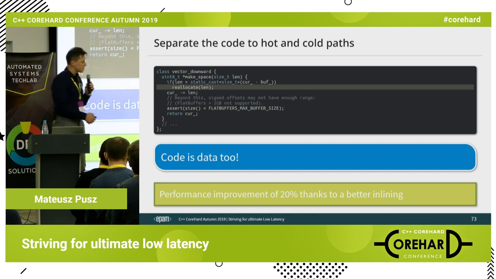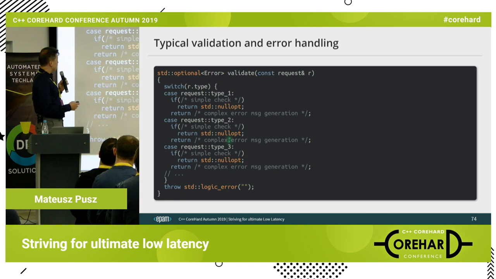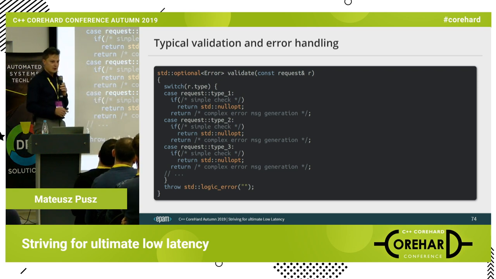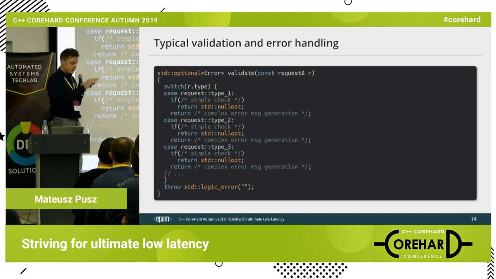So, talking about different strategies to lay out the code. This is a typical case of a validation algorithm. You get some request, you maybe return an error, and you handle the type of the request, right? Type 1, type 2, type 3. You're doing some checks, whether it's good or not. If not, you write a lot of code to create an error message, even a string stream may be involved here to generate a message, right? So only one line of the check in most cases, and a lot of code for error handling. So again, this is multiplexing the cold path and the hot path in the function.